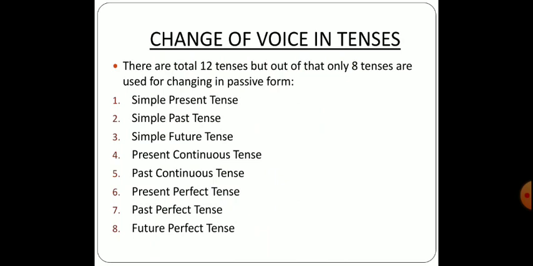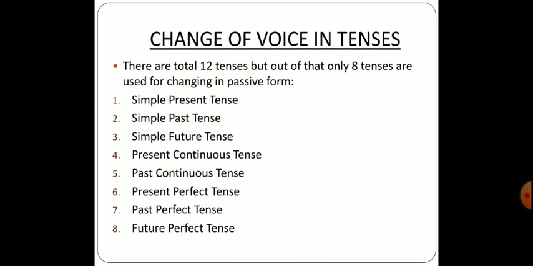So now the change of voice in the tenses. Now, in total there are 12 tenses that you all know, that you might have learned in your previous classes and grades also. But when you change into passive voice, at that time only 8 tenses are used. So the tenses are listed below: simple present tense, simple past tense, simple future tense, present continuous tense, past continuous tense, present perfect tense, past perfect tense, future perfect tense. So these 8 tenses you are supposed to remember, that only these 8 could be changed into passive form.